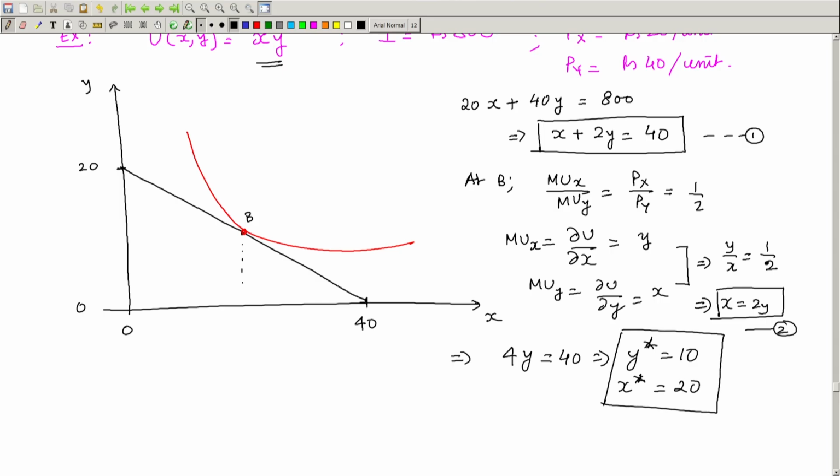So on the graph, this is X star equals 20, this is Y star equals 10, and this is my optimal bundle. What we will do next is show you one more example where the utility function is of a slightly different form and we use the same tangency condition, and we will see that it may not work. After that we will look at a few applications of consumer choice. We will do that in our next lecture.